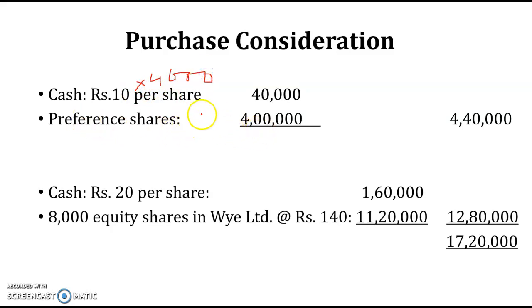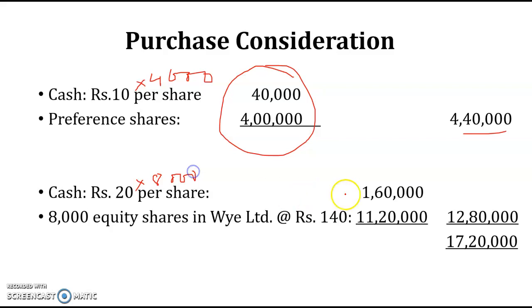Then we have preference shares, which has been mentioned as 4 lakh. So the total of preference shares is 4 lakh 40. Then in case of equity shares, we have rupees 20 per share, rupees 20 into 8,000, we get 1 lakh 60. And similarly, it has been mentioned here, 8 lakh equity shares in W Limited at the rate of rupees 140, we get 11 lakh 20,000. The total is this much, and the total purchase consideration is 7 lakh 20,000. I hope this is understandable to you.